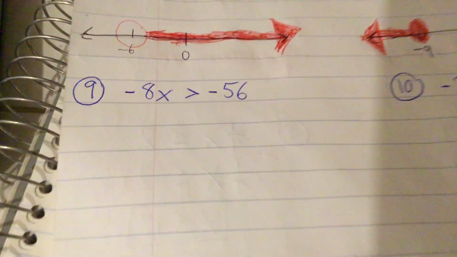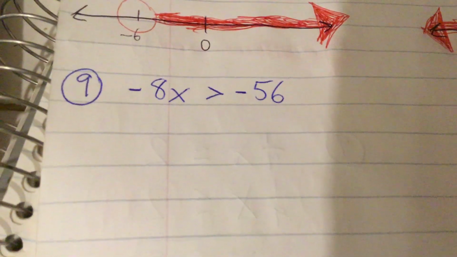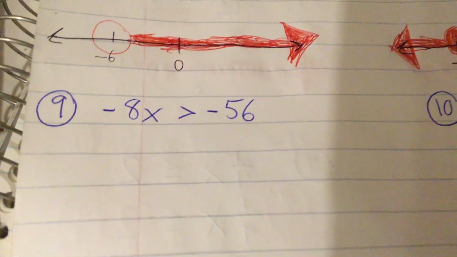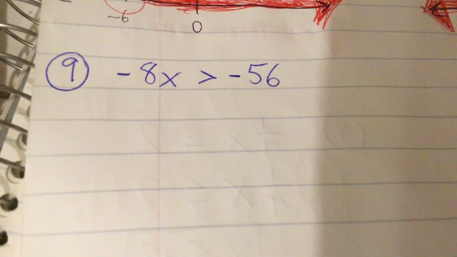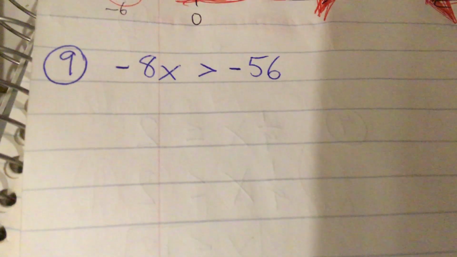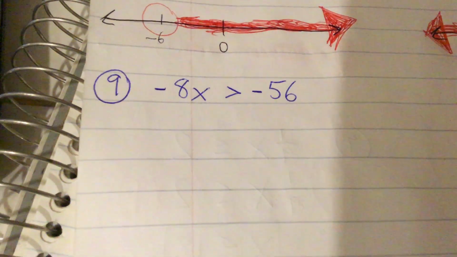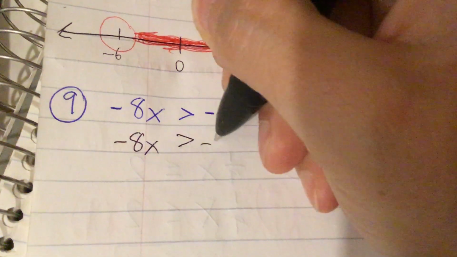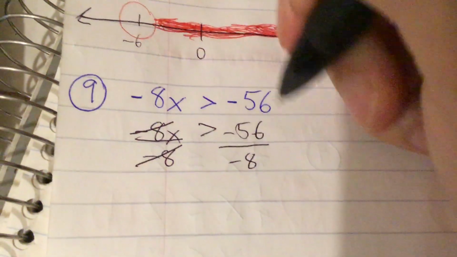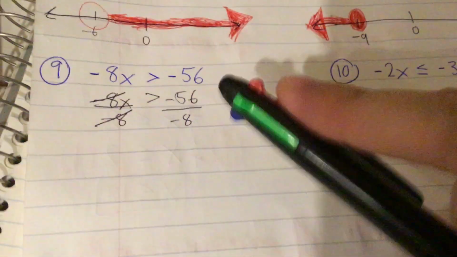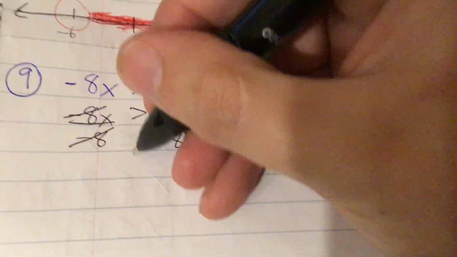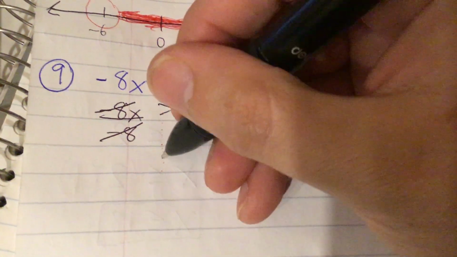Okay. Number 9. Negative 8x is greater than negative 56. What would I need to do to solve for x? Negative 8x is greater than negative 56. So what I would need to do is divide both sides of the inequality by negative 8. Now, I've got a negative coefficient and I've got a negative output. I still divided both sides of the inequality by a negative, so the sign still technically needs to flip. Again, it's what I do on both sides that makes an impact.